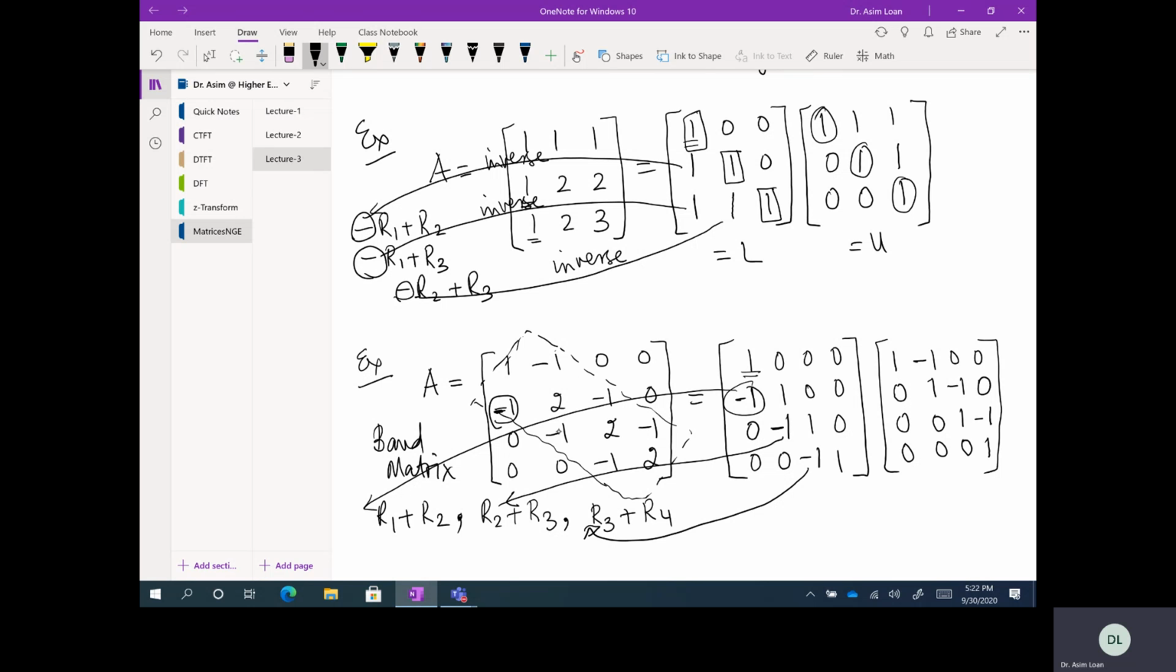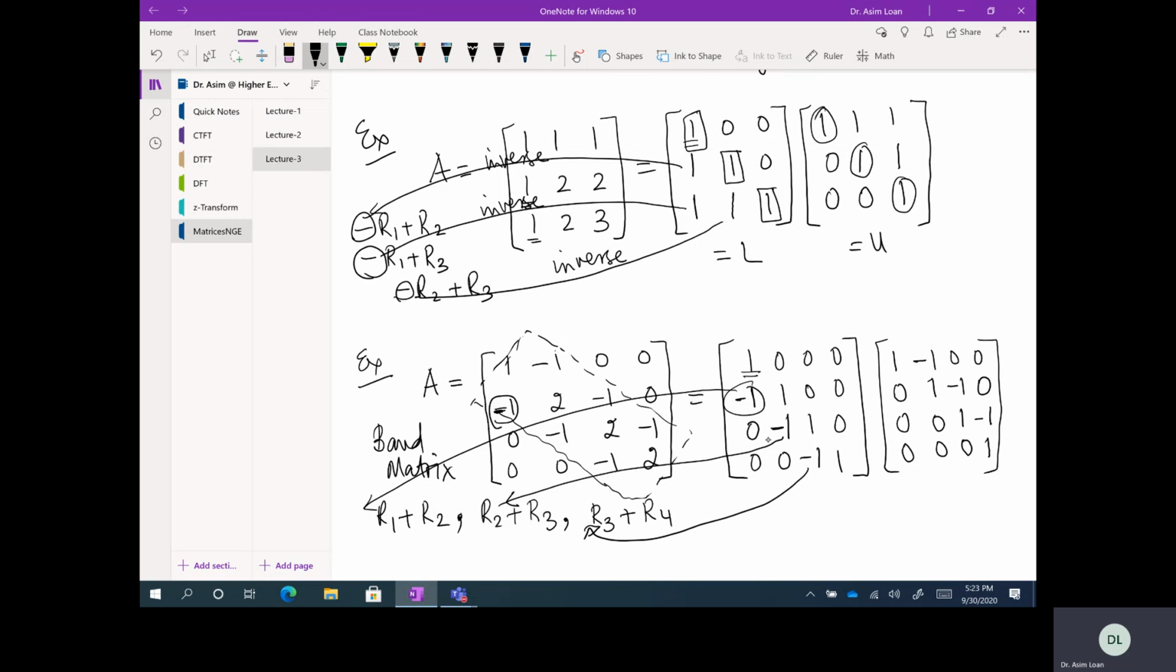1 minus 1 minus 1 0. This one, first row is subtracted from the second row. So minus 1 here, 2 here, minus 1 here, and 0 here. Then the second row is subtracted from the third row. So 0, minus 1, 2, and minus 1. And then finally, the third row is subtracted from the fourth row. So 0, 0, minus 1, and 2.